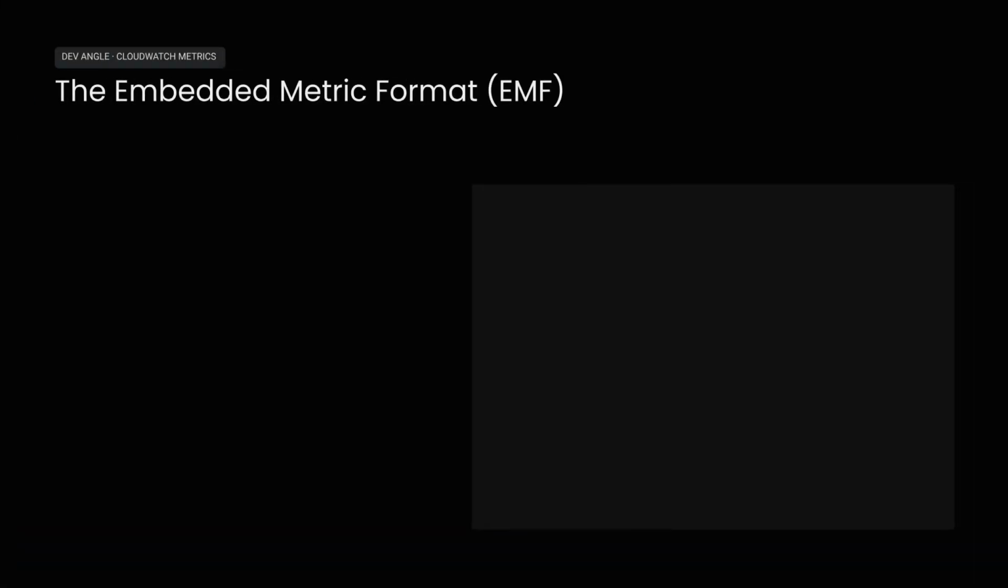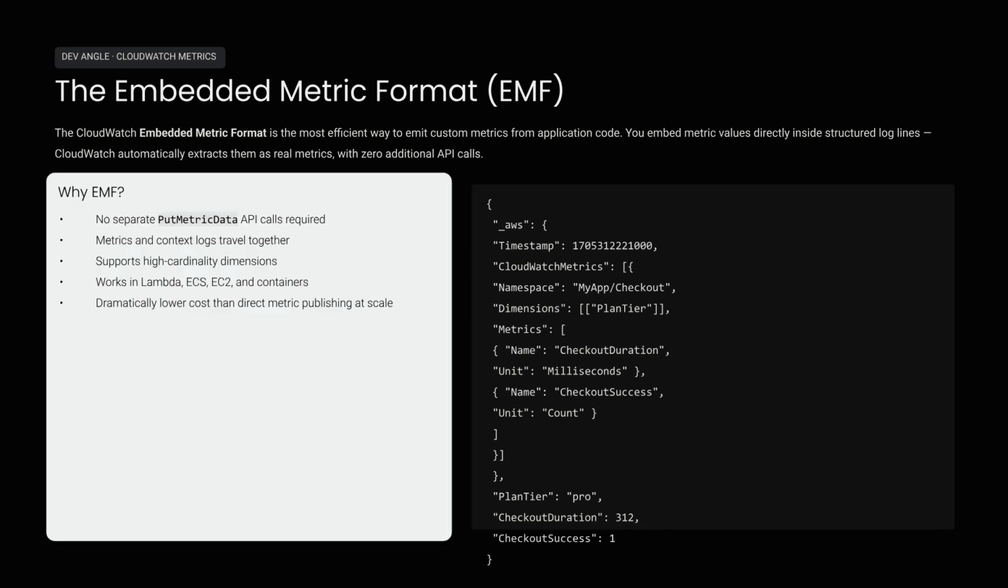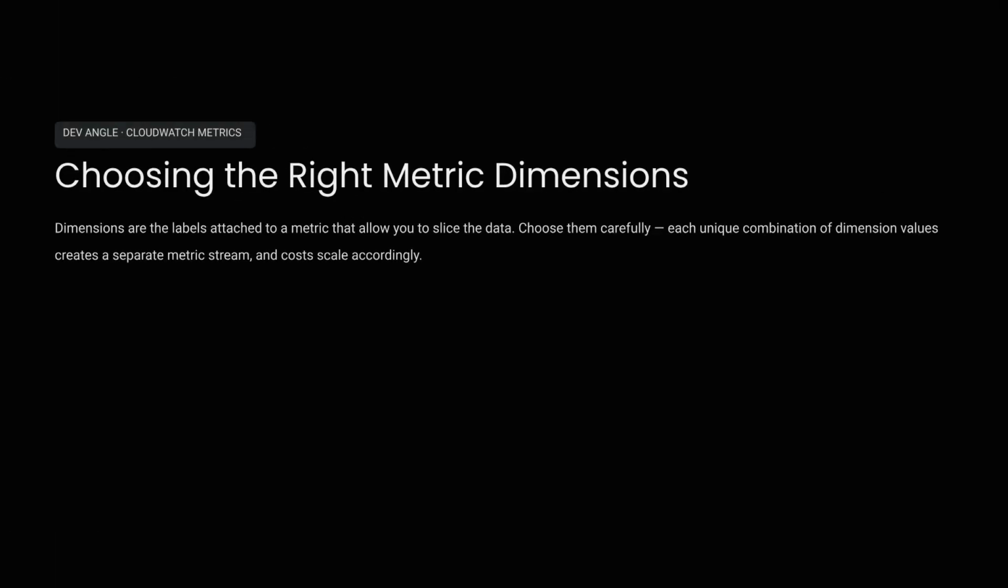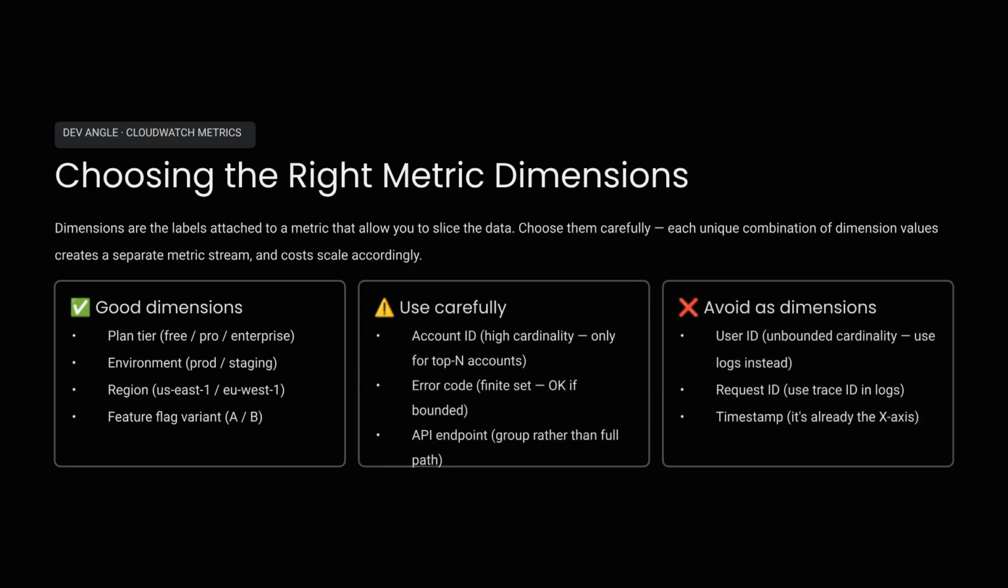The CloudWatch Embedded Metric Format, or EMF, is the most efficient way to emit custom metrics. You embed metric values inside structured log lines, which CloudWatch automatically extracts, saving separate put metric data API calls. Choosing the right metric dimensions is critical, since each unique combination creates a separate metric stream, increasing cost. Use dimensions like plan tier or environment, but avoid high cardinality dimensions like user ID or request ID.